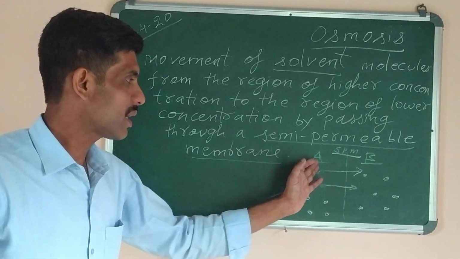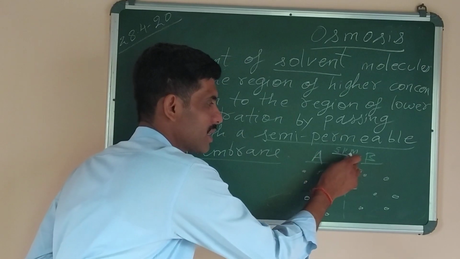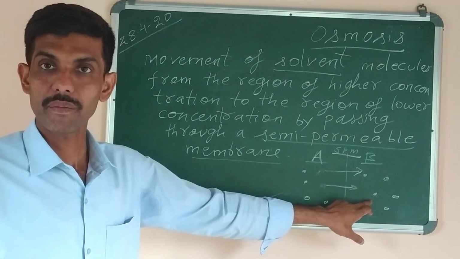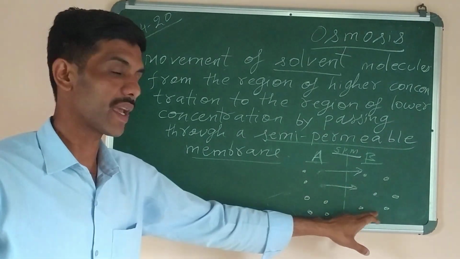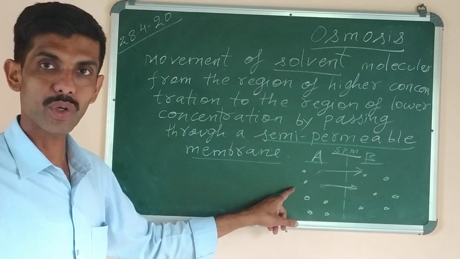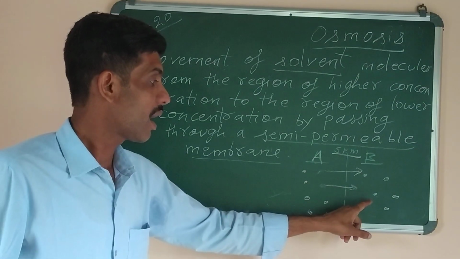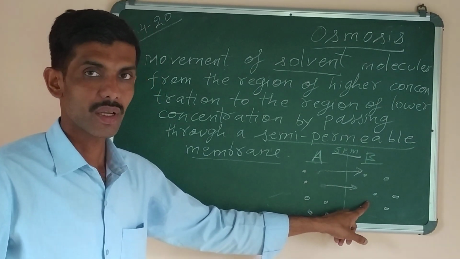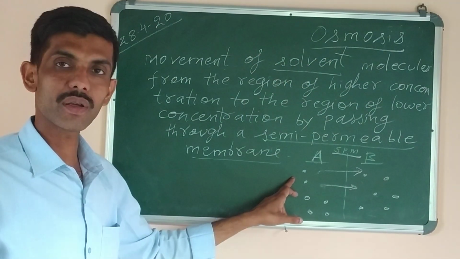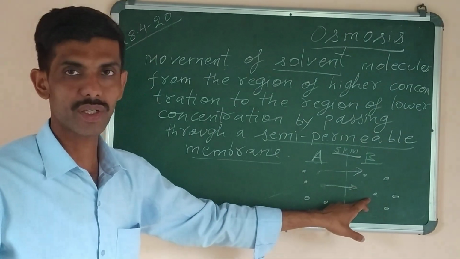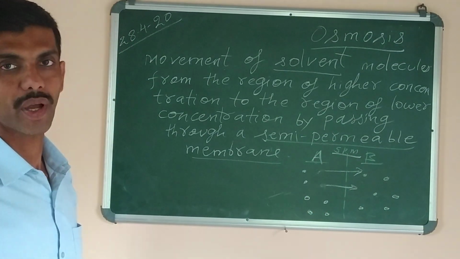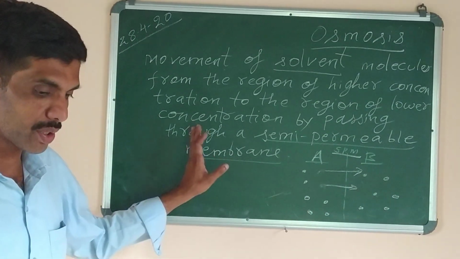Means on either side of this semi-permeable membrane, the number of solvent molecules become equal. There are 6 on either side. Earlier it was not so. Earlier side A had 8 solvent molecules, side B had only 4 molecules. Now due to the process of osmosis, the movement of solvent molecules occurred from higher to lower concentration till equilibrium, that is an equal number of molecules, was established. Okay? Hope you have understood this one.